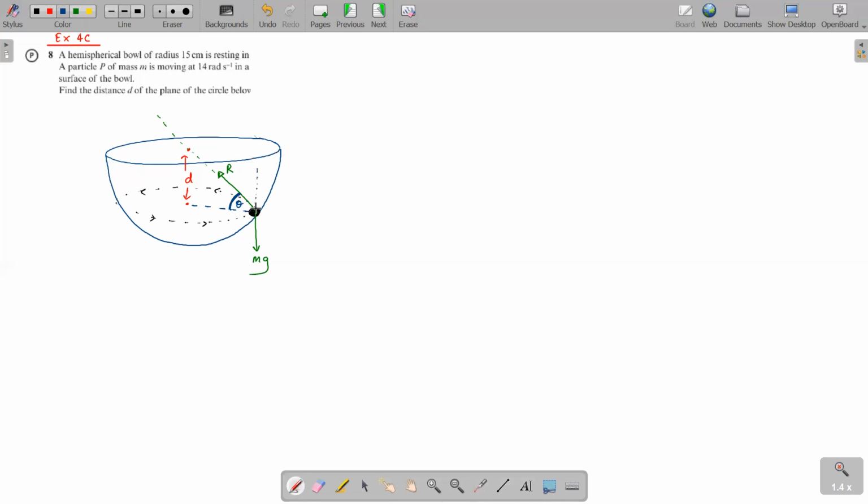You're supposed to find the distance d of the ball. To do this, there are only two things to do, right? You consider vertical equilibrium, and you apply F equal ma towards the center. All right, so let's get started. Let's go for vertical equilibrium.